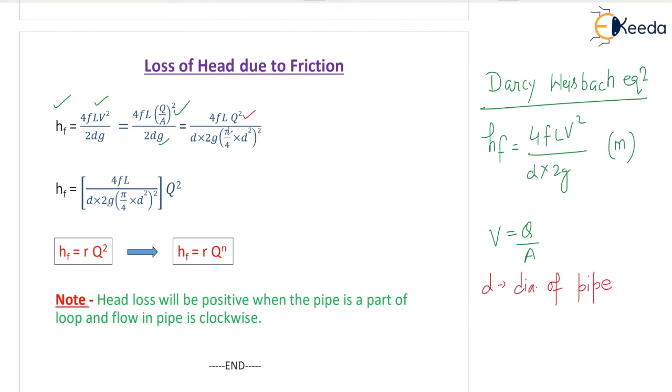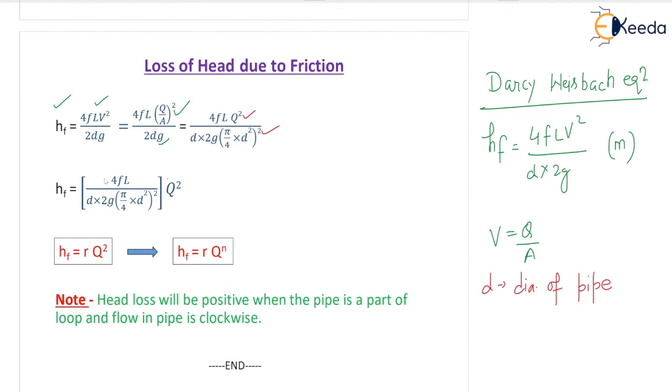Okay, so pi over 4 D square is the area, but we are having area square, so we have kept squares here. Now HF is equal to, what we have done here in the next step, we have taken Q square outside, and everything we kept in a bracket, like 4FL, D into 2G, pi over 4 D square whole square, everything except Q, we have kept all the remaining terms inside the bracket. Why? Because I'll tell you the reason. These things are constant actually.